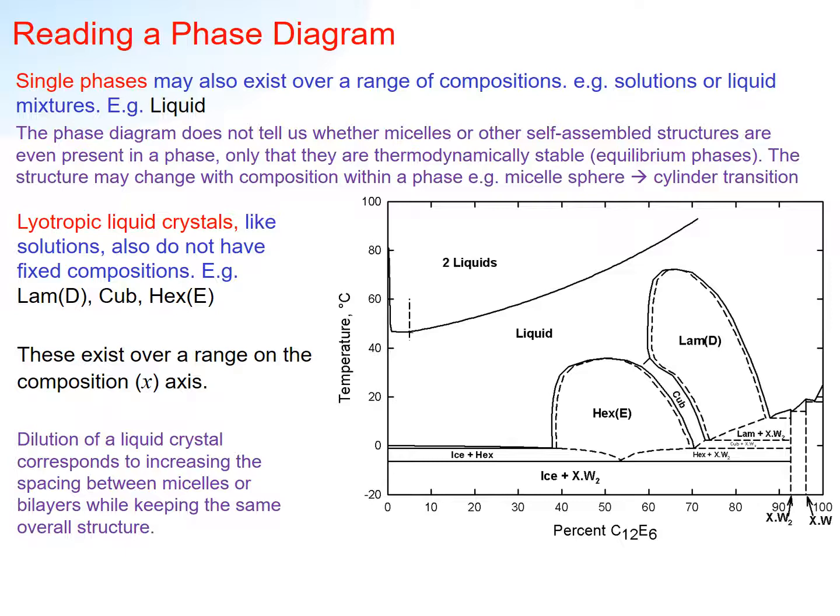In the case of a liquid crystal, changing concentration, dilution of a liquid crystal, corresponds to increasing the spacing between the self-assembled structures. As we dilute the lamellar phase, the spacing between the bilayers increases. As we dilute the hexagonal phase, the spacing between the cylindrical micelles also increases.